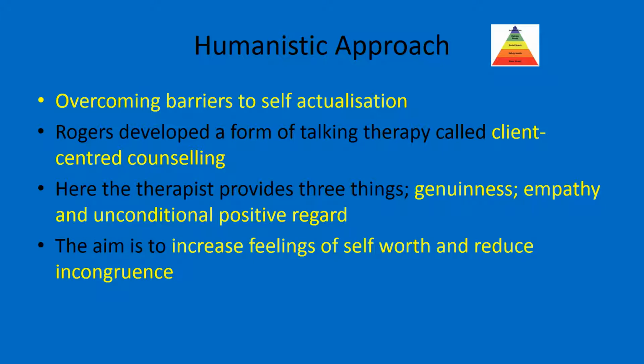What happens in client-centered counselling? Well, the therapist has to provide three what we call core conditions, which are genuineness. So they have to be absolutely honest and straightforward with the person, and they're not putting on an act. They have to give empathy, so they have to demonstrate an understanding of what it's like to be that person. And then unconditional positive regard, so that thing which they didn't get as a child. The aim there is to increase those feelings of self-worth and reduce the incongruence, because obviously if you reduce the incongruence, then you've got a chance of self-actualization.